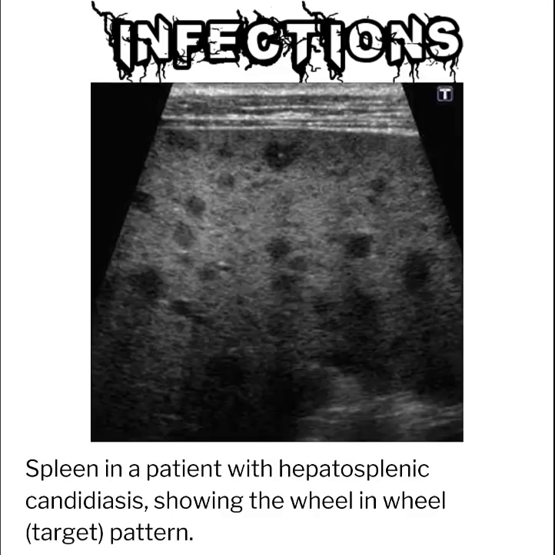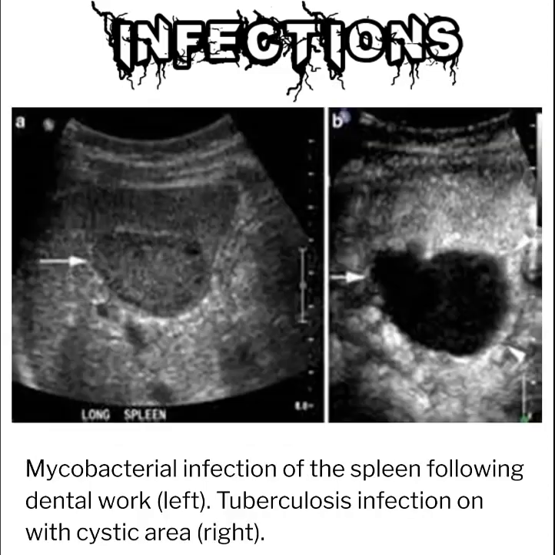So this is our first patient who has candidiasis. We talked about this back with the hepatic pathologies, that a patient can have a fungal infection that comes up as candidiasis. So you can have hepatic candidiasis, you can have splenic candidiasis, and it actually presents very similarly in the same way with that wheel in the wheel or target pattern. Mycobacterial infections can also pop up in the spleen.